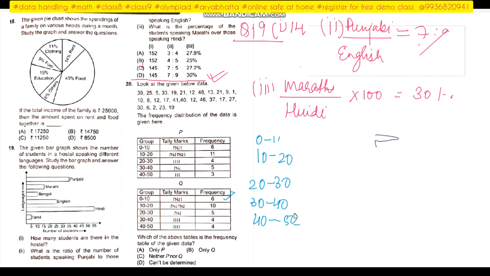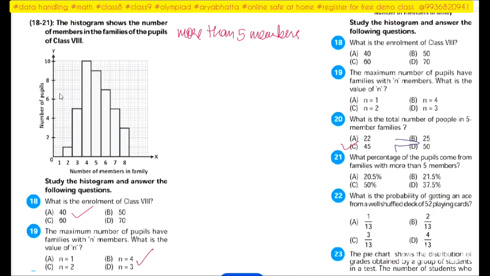So just write the hint of question number 19 and question number 20, so that you can get it. See, this one is Q is matching. You got this graph, right?